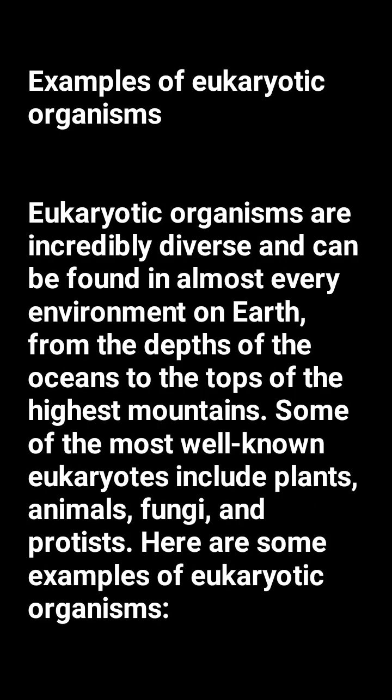Examples of eukaryotic organisms. Eukaryotic organisms are incredibly diverse and can be found in almost every environment on Earth, from the depths of the oceans to the tops of the highest mountains. Some of the most well-known eukaryotes include plants, animals, fungi, and protists. Here are some examples of eukaryotic organisms.